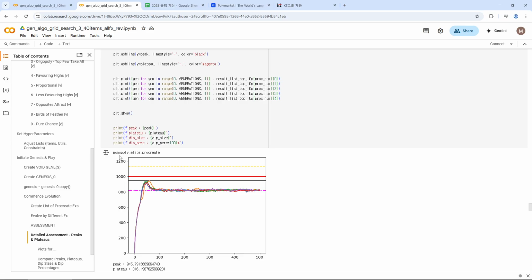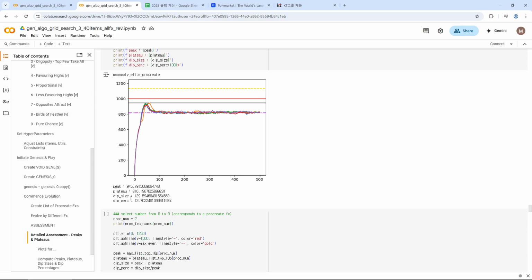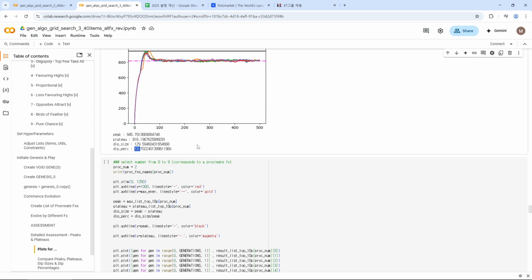And this plot is for the Monopoly Elite Procreate, where the top entity is always chosen as parent 1 and parent 2 is chosen from the top 10%. And as you can see, the peak, this black line, is 945.79 and the plateau is 816. Actually, I did calculate things, at least. I didn't do it entirely by hand, rather. And the dip size is 129.559 and the percentage change is minus 13.7. So it instantly got bigger, but more to see.